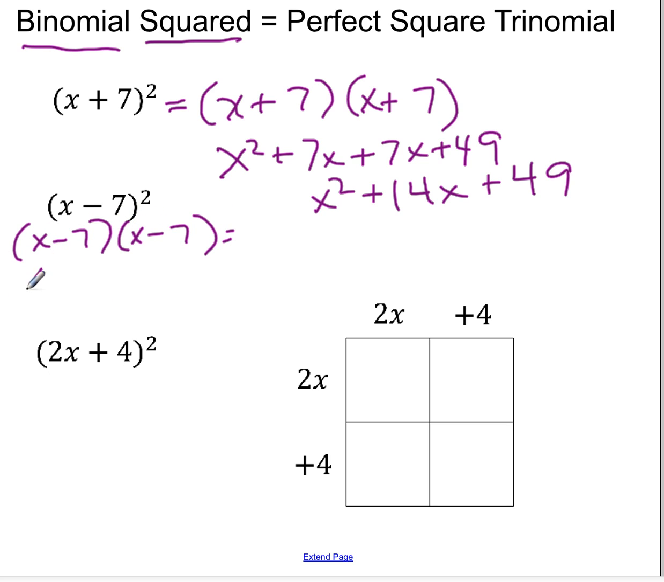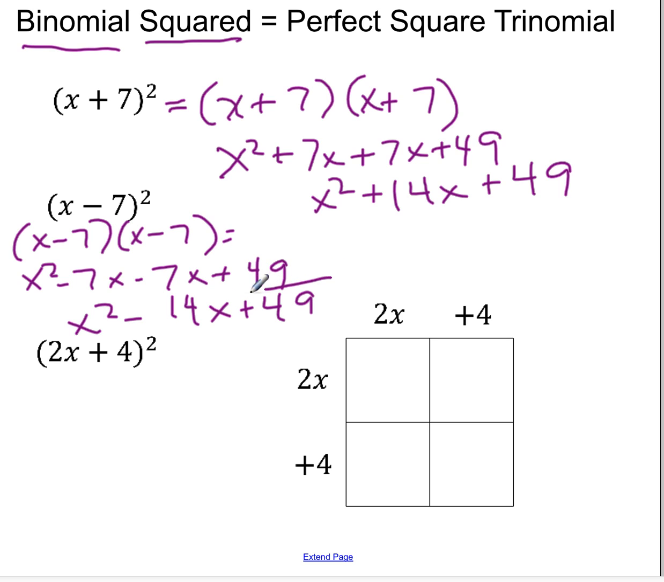And when I FOIL it, I get x squared minus 7x plus 49. I'm really good at this. That's why I move so quickly. X squared minus 14x plus 49 is my solution.